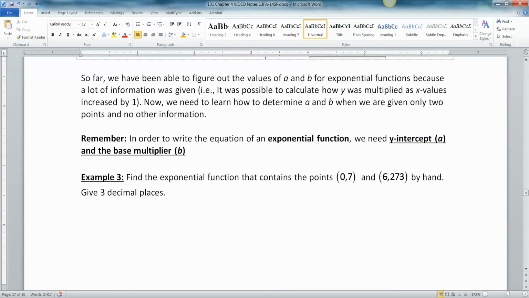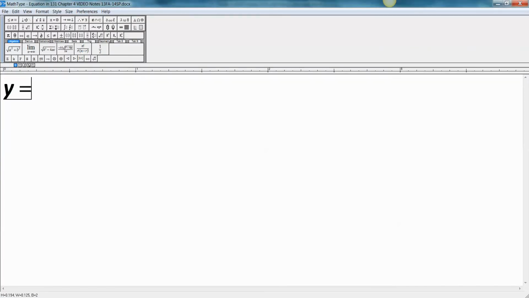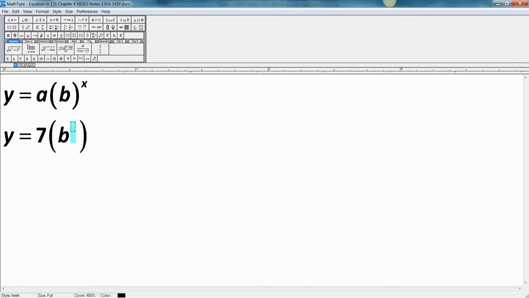All right, so let's look at this problem right here. We're supposed to find the exponential function that contains the points (0, 7) and (6, 273). Well, actually, this one's not so bad because they're giving us (0, 7). See that right there? That's the y-intercept. You can tell it's the y-intercept because the y-intercept is when x is equal to 0. That means we already know that y equals a times b to the x, so y equals 7 times b to the x. Already figured out. That's half the battle right there.